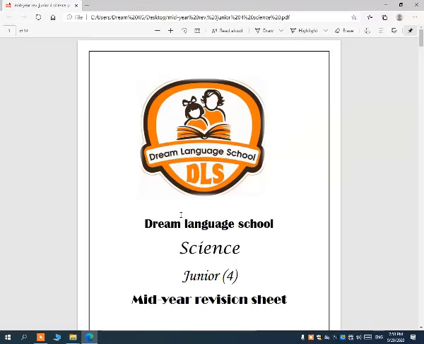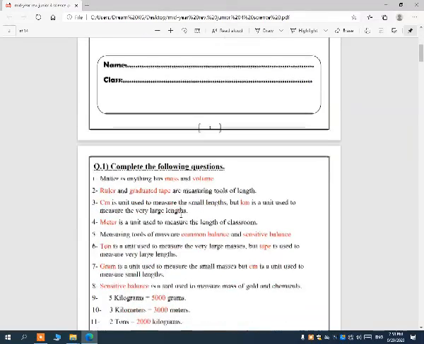So let's start. We will answer first the complete. So we have here: matter is anything that has mass and volume. Do you remember it by the song? Matter is anything that has mass and volume.